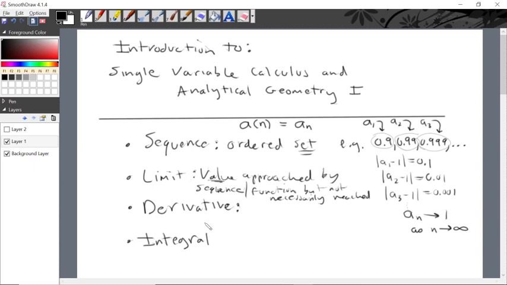What is a derivative then? We're going to talk a lot about derivatives in this course. We're going to spend most of the semester talking about derivatives, how to find the derivative, how to calculate it, and certainly how to interpret it and how to apply it, how to do application problems and word problems by using derivatives. The derivative is an instantaneous rate of change.